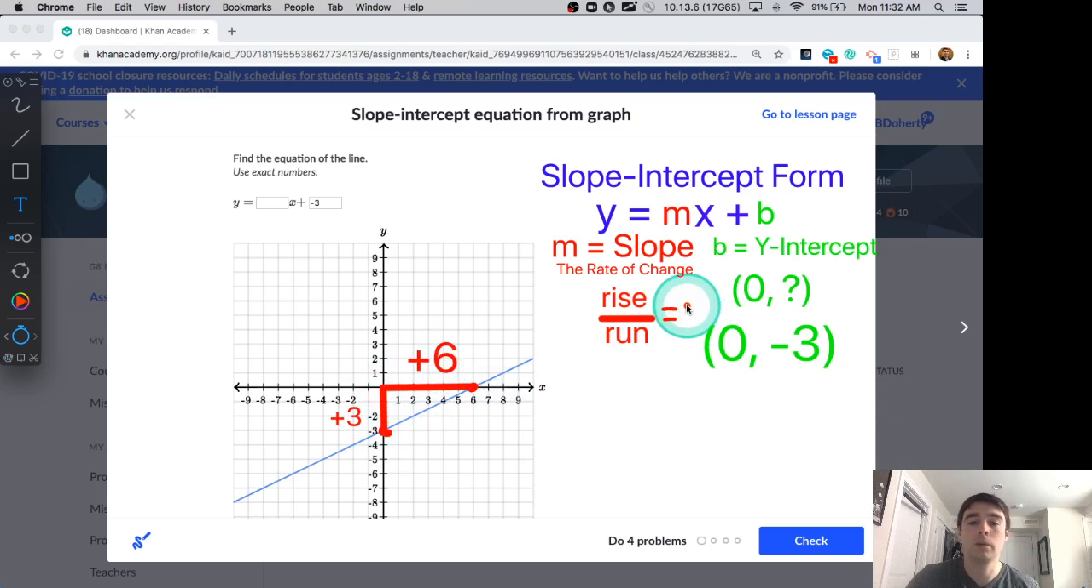So our slope, our rise over run, is going to be this +3 for the rise, this +6 for the run. I'm going to put those down here. And if this is a fraction, 3/6, I want to simplify that fraction as far as I can. And the fraction 3/6 is the same thing as 1/2. So we're going to go ahead and simplify this to the fraction 1/2.